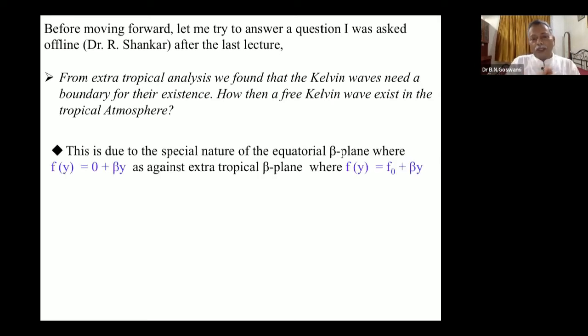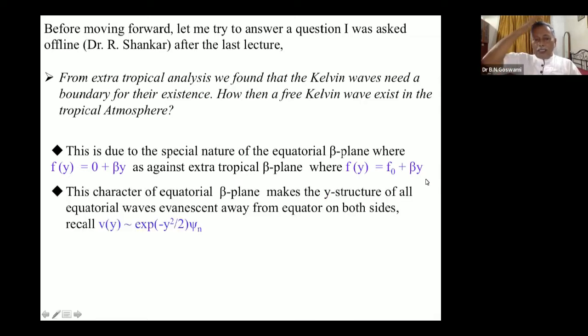So this is essentially due to the special nature of the equatorial beta plane, where your Coriolis parameter f is just beta y. There is no f0. On the other hand, on the extratropical beta plane, we have an ambient background mean vorticity, mean Earth's vorticity, or f0. This character of the equatorial beta plane actually makes the y structure of all the waves evanescent away from the equator, on both sides of the equator.